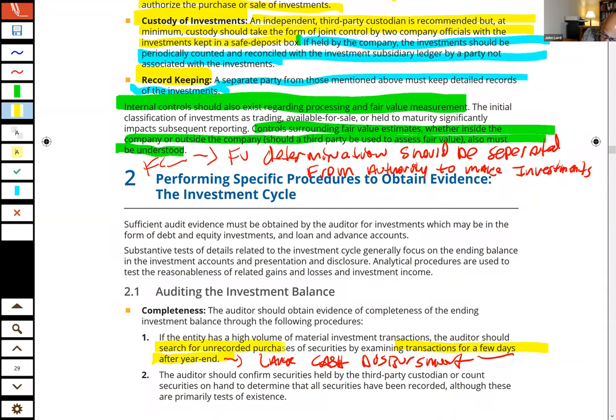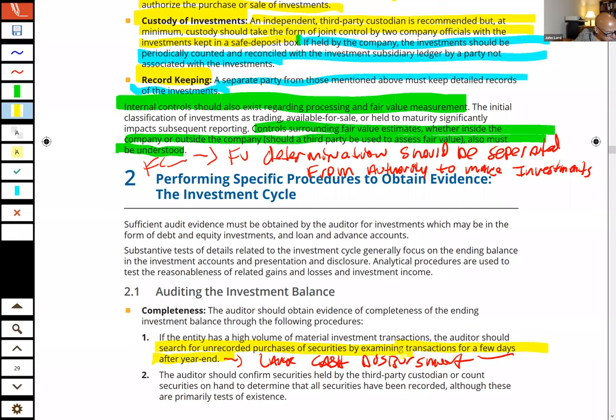And Kathy, notice they're talking about searching for unrecorded purchases. So again, if they're disbursing that after year end, to me, that's when that would show up. That's why you'd be looking after year end. If it happens in the year, then you're going to see this disbursement near year end and you're going to be, well, what was this for? And it's not going to help them if they don't put it for an investment of some sort.